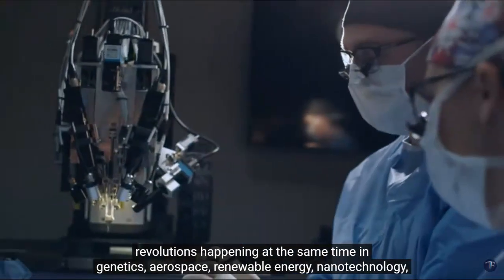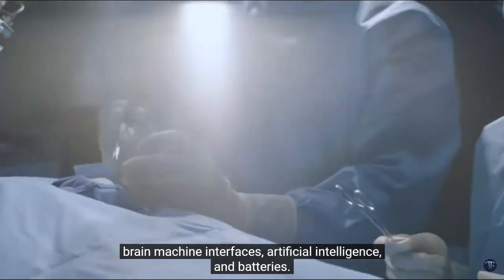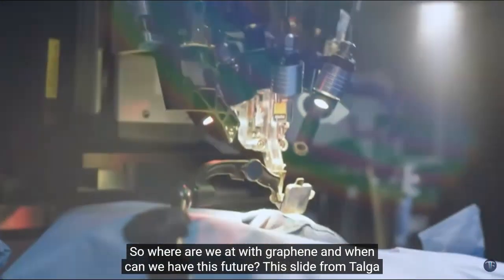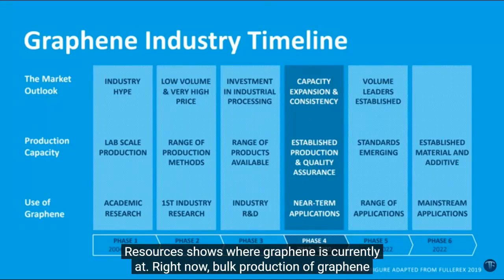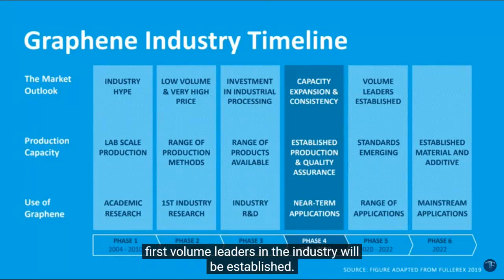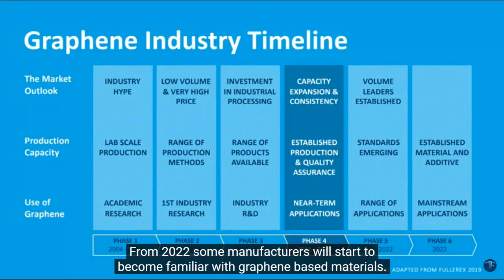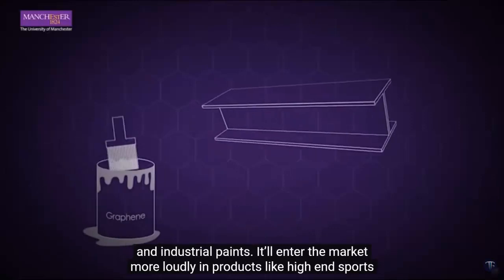So where are we with graphene now, and when can we expect this future? This slide from Tolga Resources shows where graphene is currently at. Right now, bulk production of graphene flake is being established, and new materials are being tested. In the next few years, the first volume leaders in the industry will be established. From 2022, some manufacturers will start to become familiar with graphene-based materials. Graphene will quietly make its way into materials like product packaging, specialized concrete, and industrial paints. It'll enter the market more loudly in products like high-end sports equipment and maybe cell phone batteries. We'll come back to batteries in a moment.